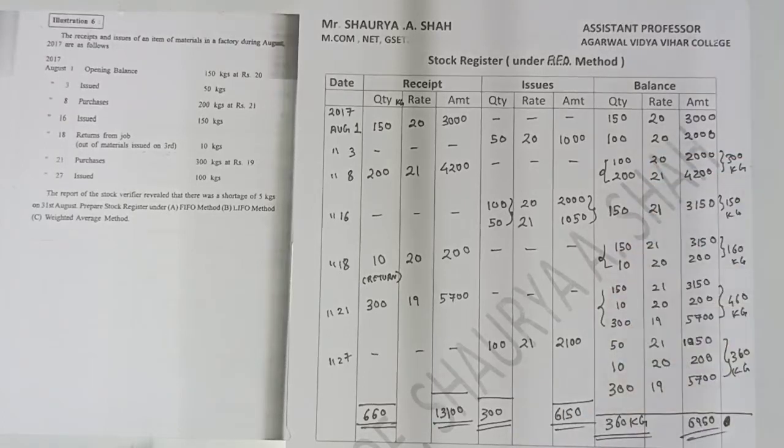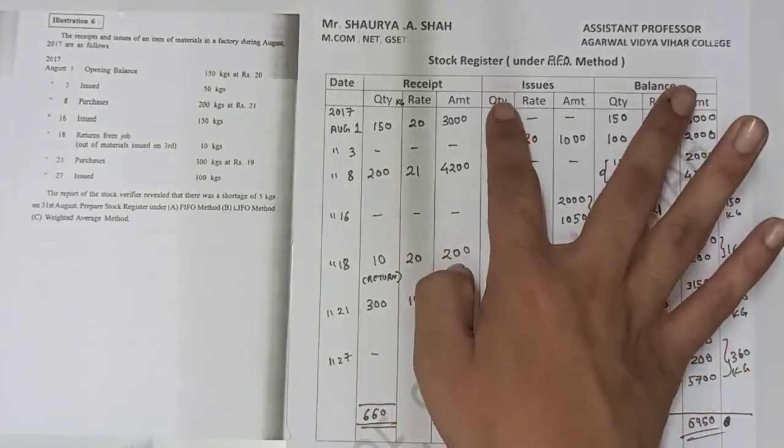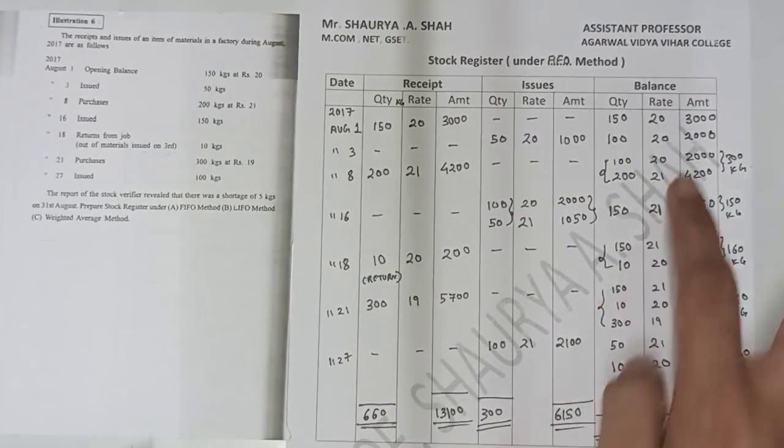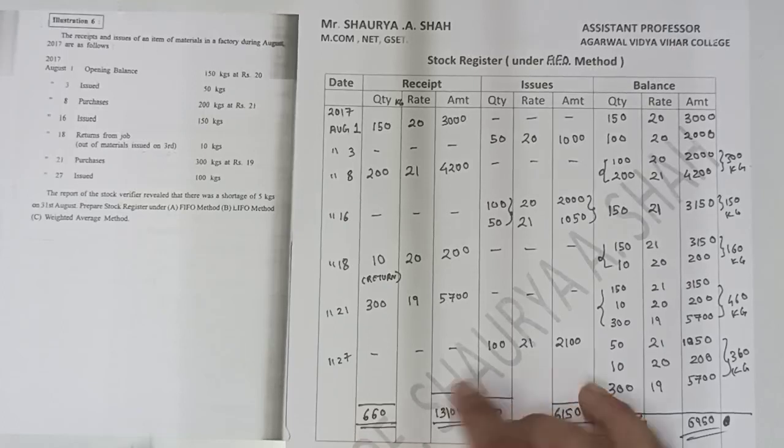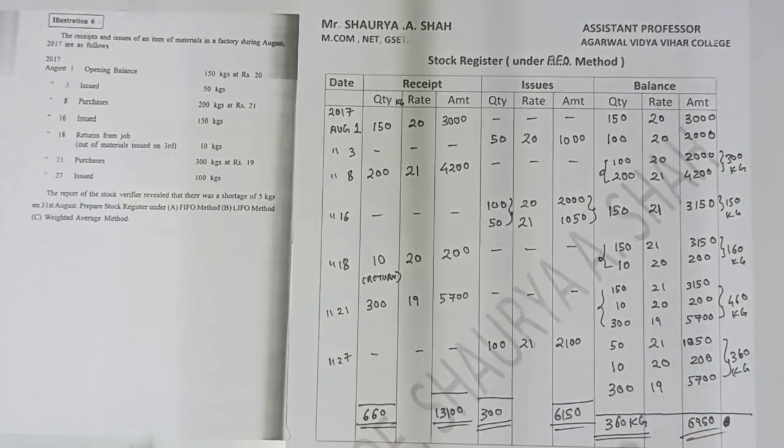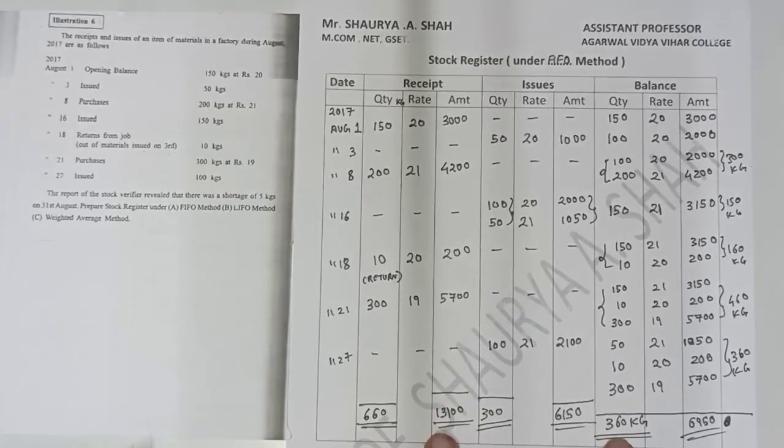So after you complete all these things, students, you again do the total of your quantity. You do the total of your quantity in the receipts and the issues, and then you deduct both of them. The quantity of your balance should tally. 660 minus 300 gives me 360, right? Same for the amount, students.